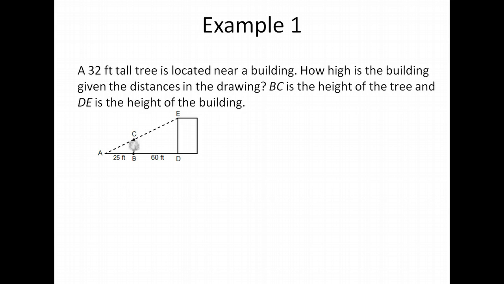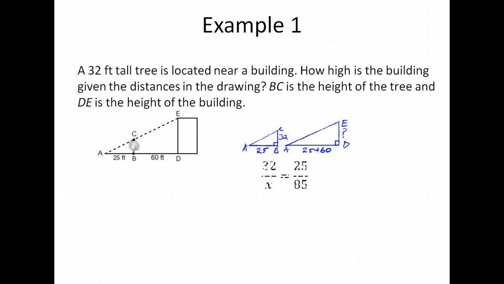So this way we have two overlapping triangles, and one of them has a leg of 25 feet and 32 feet. The other one has a leg of 85 feet and an unknown length. So we're going to use the proportions that we talked about earlier in this chapter, and this is what we've got here. We redraw the triangle so we can see what we're directly looking at. Just a way to organize your thoughts.